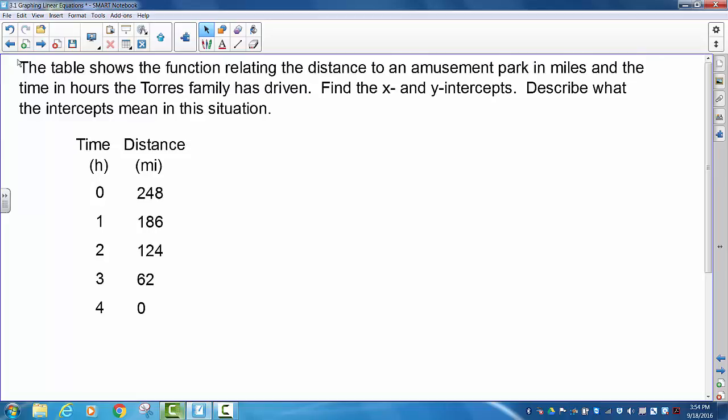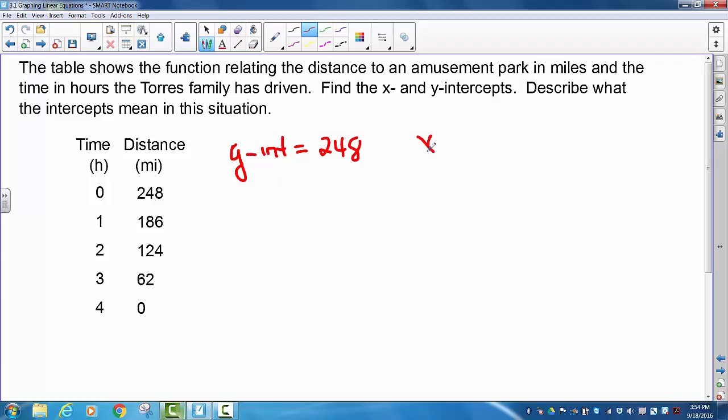This table shows the function relating the distance to an amusement park in miles and the time in hours a Torres family has driven. Find the x and y intercepts and describe what the intercepts mean in this situation. Once again, the x-intercept is found where the y is 0. The y-intercept is found where the x is 0. So what is the y-intercept? The y-intercept occurs where the x is 0, so that's 248 miles. The x-intercept occurs where the y is 0. So the x-intercept occurs here, and it's 4.